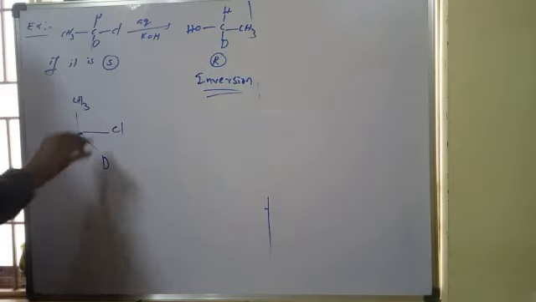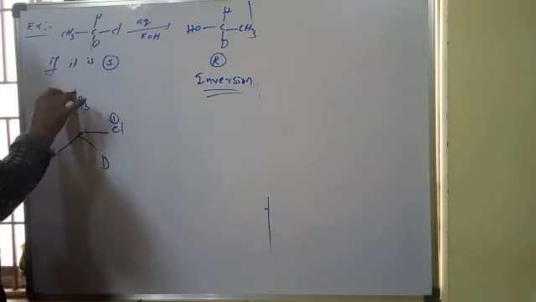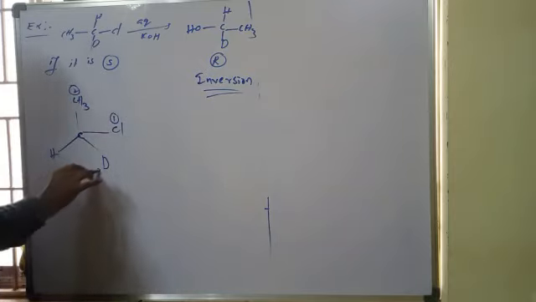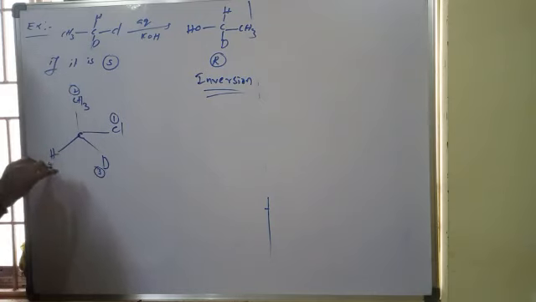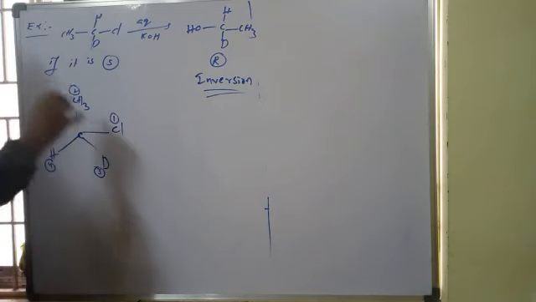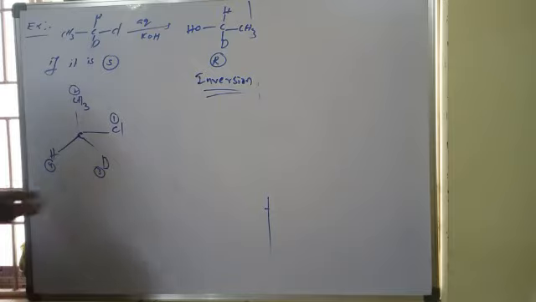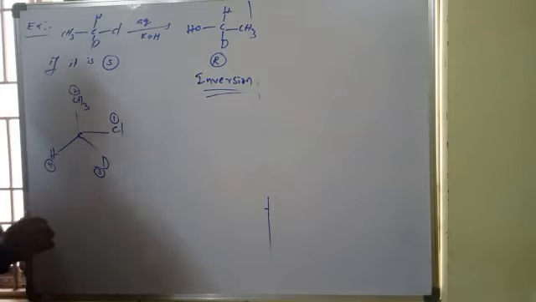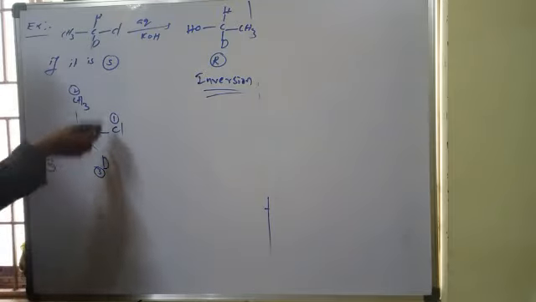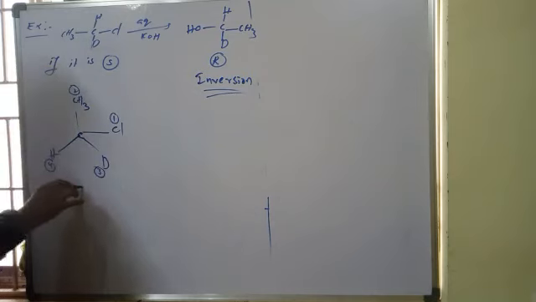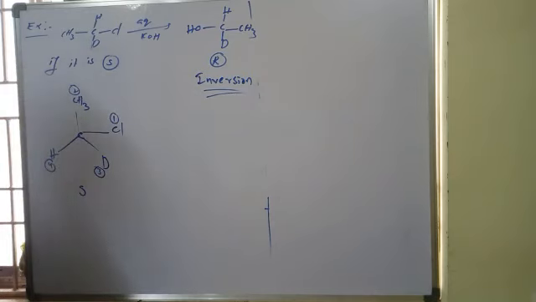So this is first, this is second, and this is third. This is the fourth priority. So 1, 2, 3. For example, if it is S configuration.